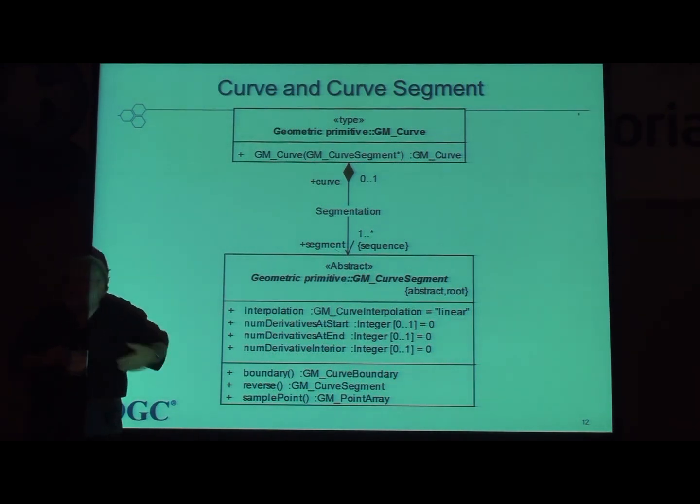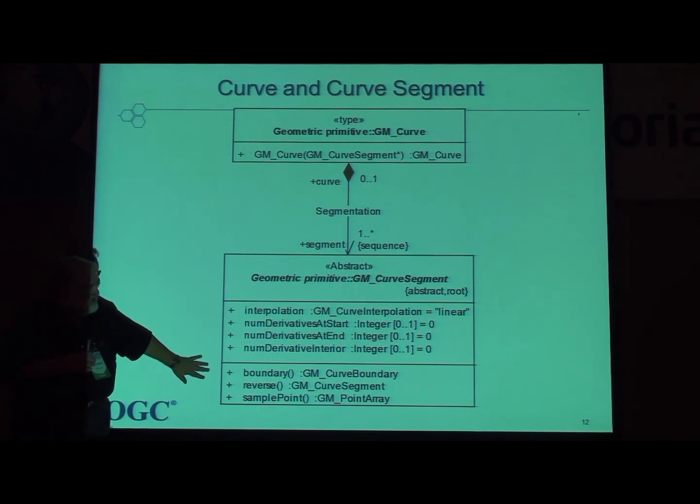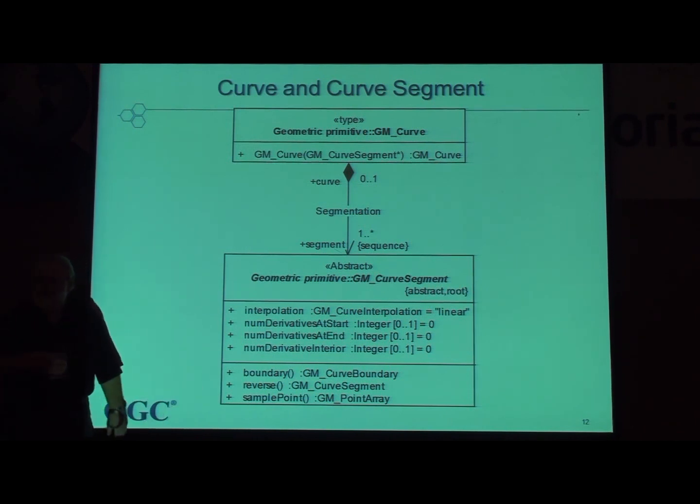Every time the interpolation type changed, there was a new segment, and any particular curve could have as many of those as you want. And it's another composite going on here. It's exactly the same sort of composite that occurs between curve and composite curve. So this is what we did then. Hopefully in the next version we'll be a little smarter.